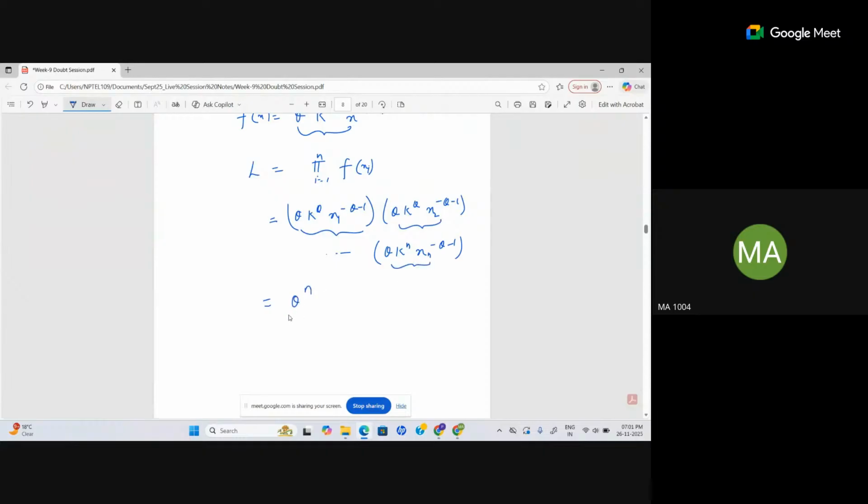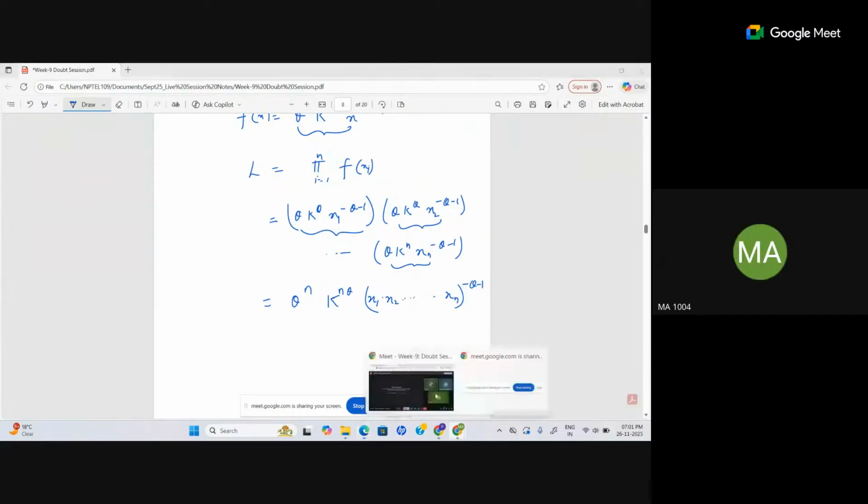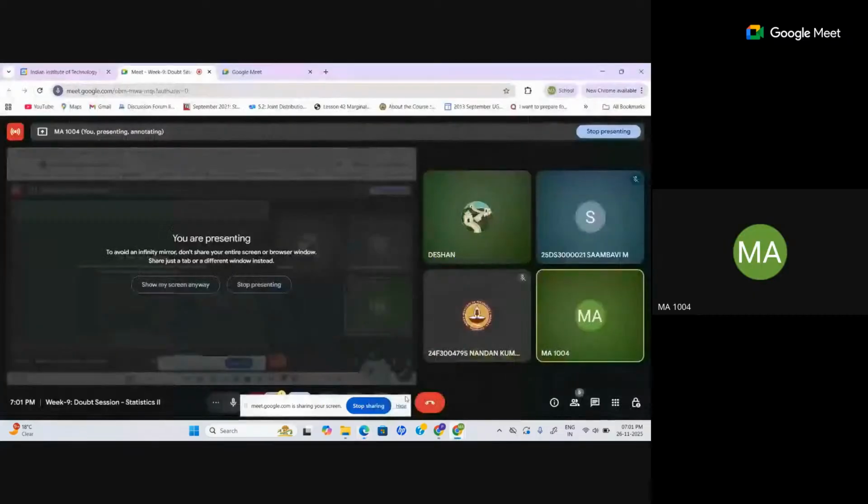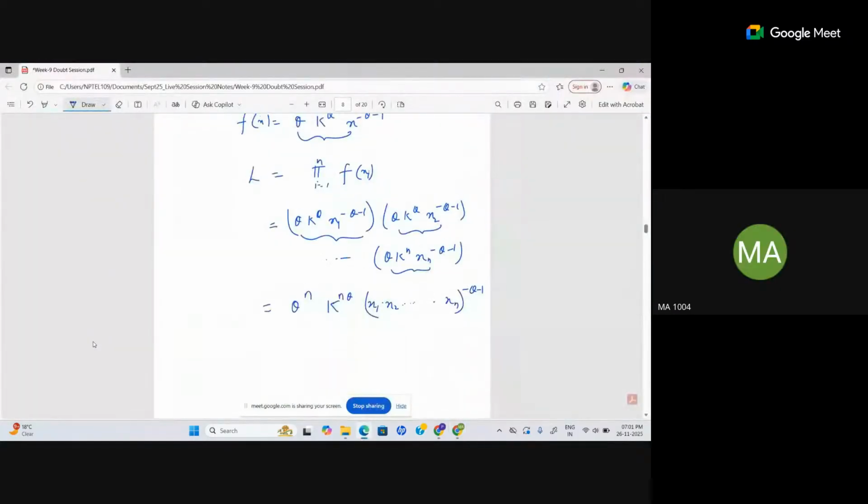So this will be theta whole power n, and then k power n theta. And then we have x1 power minus theta minus 1, x2 power minus theta minus 1, up to xn power minus theta minus 1. We can write it like this: x1, x2 up to xn whole power minus theta minus 1. Is it correct? They both are equal, actually, ma'am.